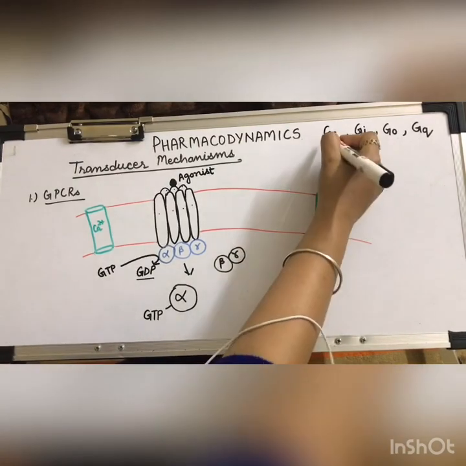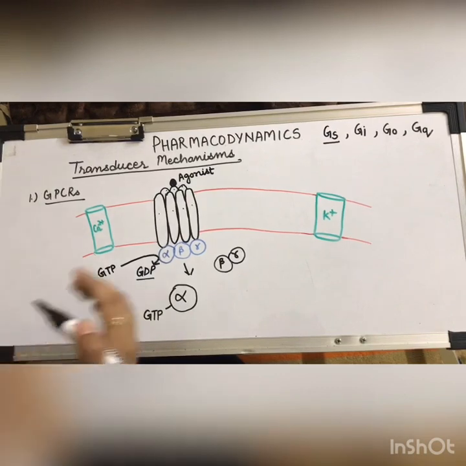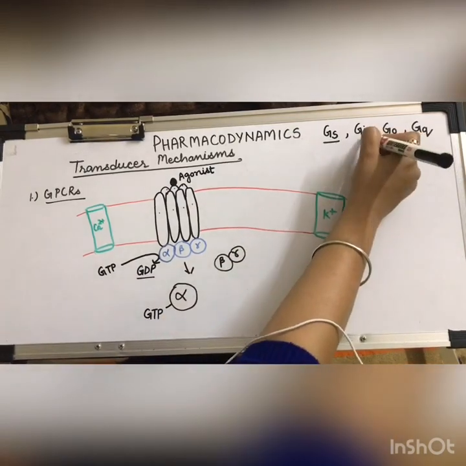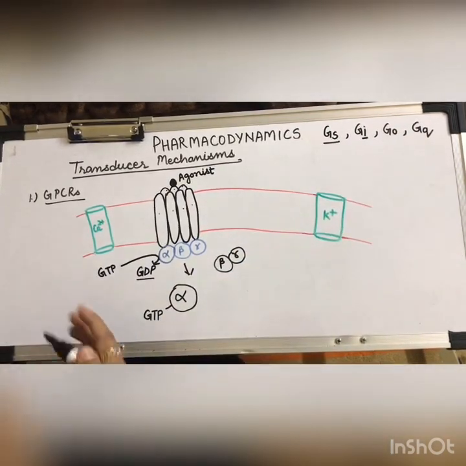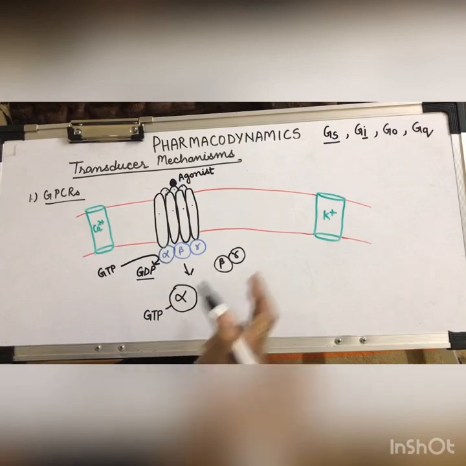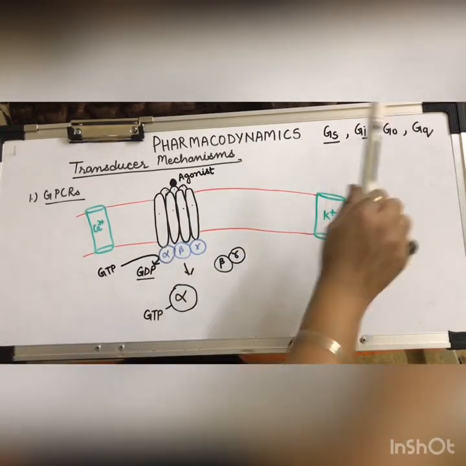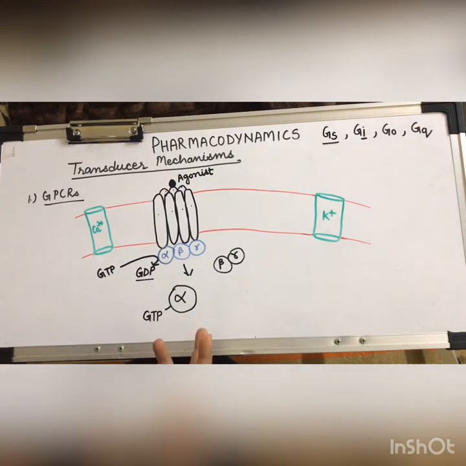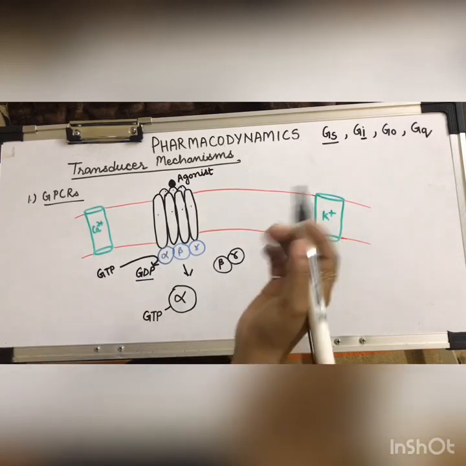For example, GS proteins are responsible for the activation of adenylyl cyclase, and also they are responsible for calcium channel opening, whereas GI is for inhibition. They inhibit adenylyl cyclase and they are responsible for the opening of potassium channels. GO is for calcium channel inhibition, and GQ is responsible for the activation of phospholipase C. Now there are 3 major effector pathways of GPCRs.